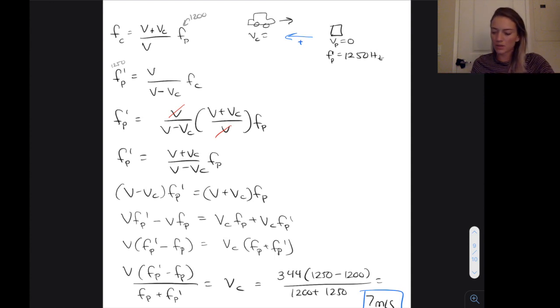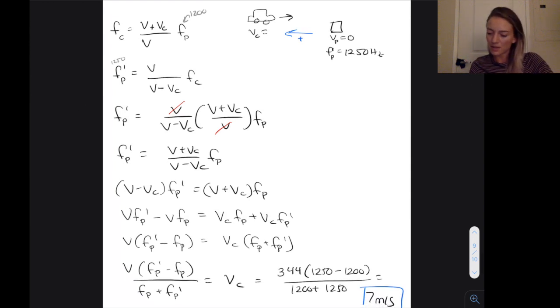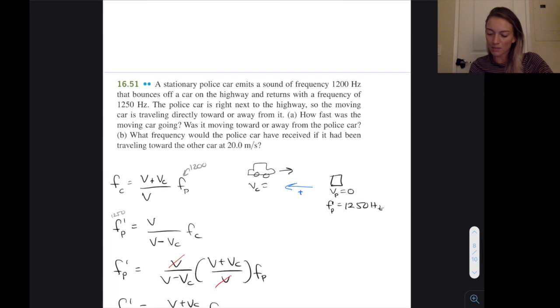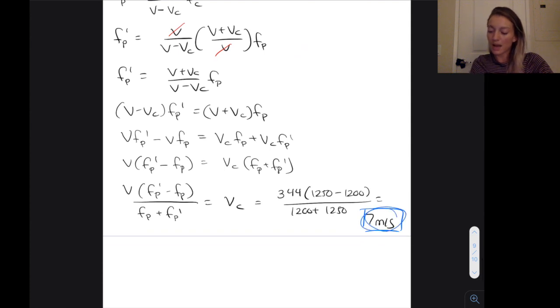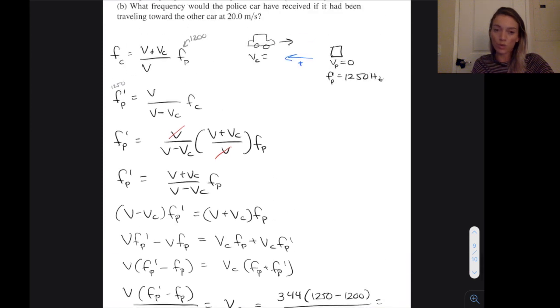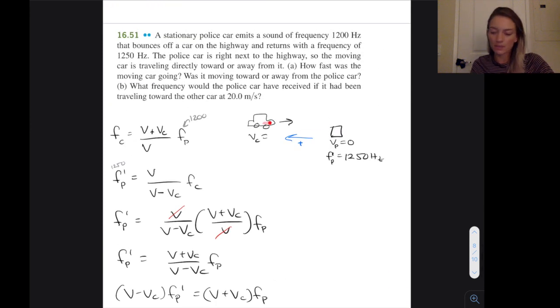So if you can follow along with this and you feel comfortable with this problem, you're probably good with Doppler shifts. Now let's just do this part B. Oh, and also here, since we got a positive answer for our velocity, that means we picked right, and the car was moving towards the police car like this, not away from him.